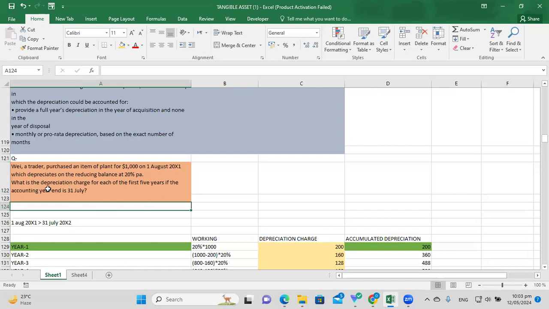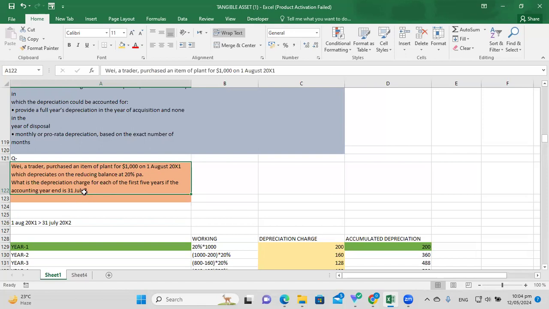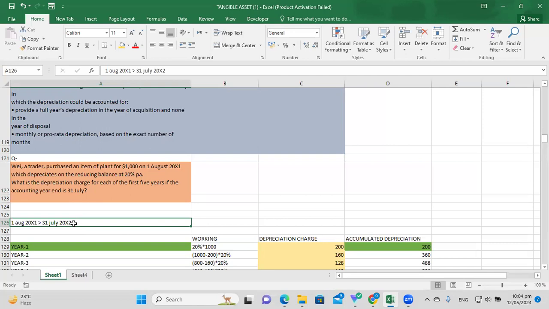So what are they asking now? They are asking what is the depreciation charge for each of the first 5 years if the accounting year end is 31 July, all right? So now, what does this mean? Okay, so first of all, if our accounting year end is 31 July, this means that our year started when we bought the asset on 1 August 2001, right? And our accounting year end is 31 July 2002. So this is our accounting year, 1 August 2001 to 31 July 2002. These are 12 months, 1 August 2001 to 31 July 2002. These are our 12 months.